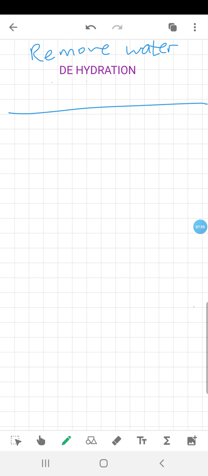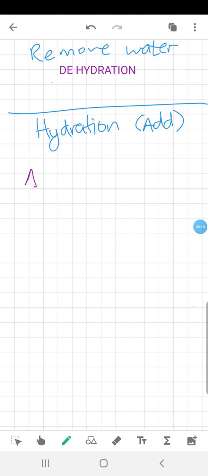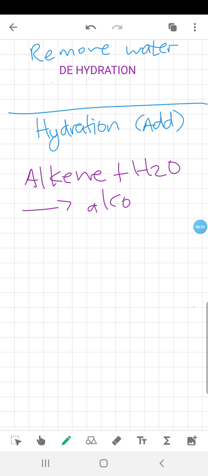But I'm just quickly going to show you what happens in addition reactions in hydration. I'm just going to write add in brackets so you don't think it's part of elimination. Because if you understand that, you'll be able to do this. So in hydration, you start off with an alkene. You add water. And you get an alcohol.